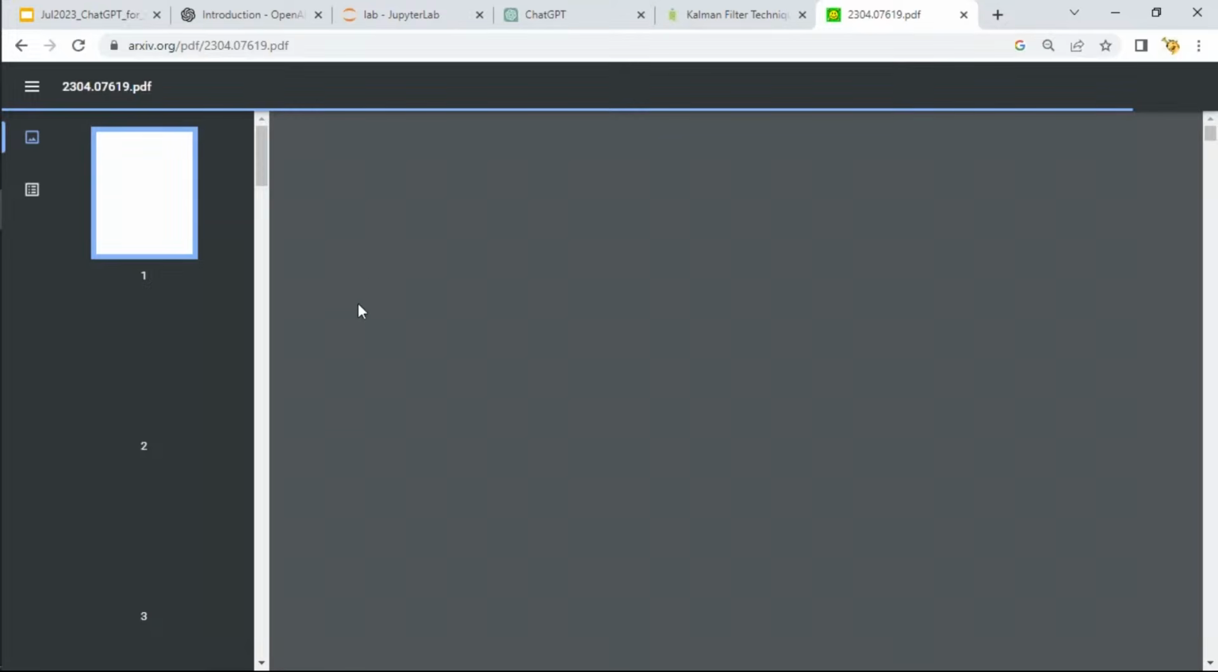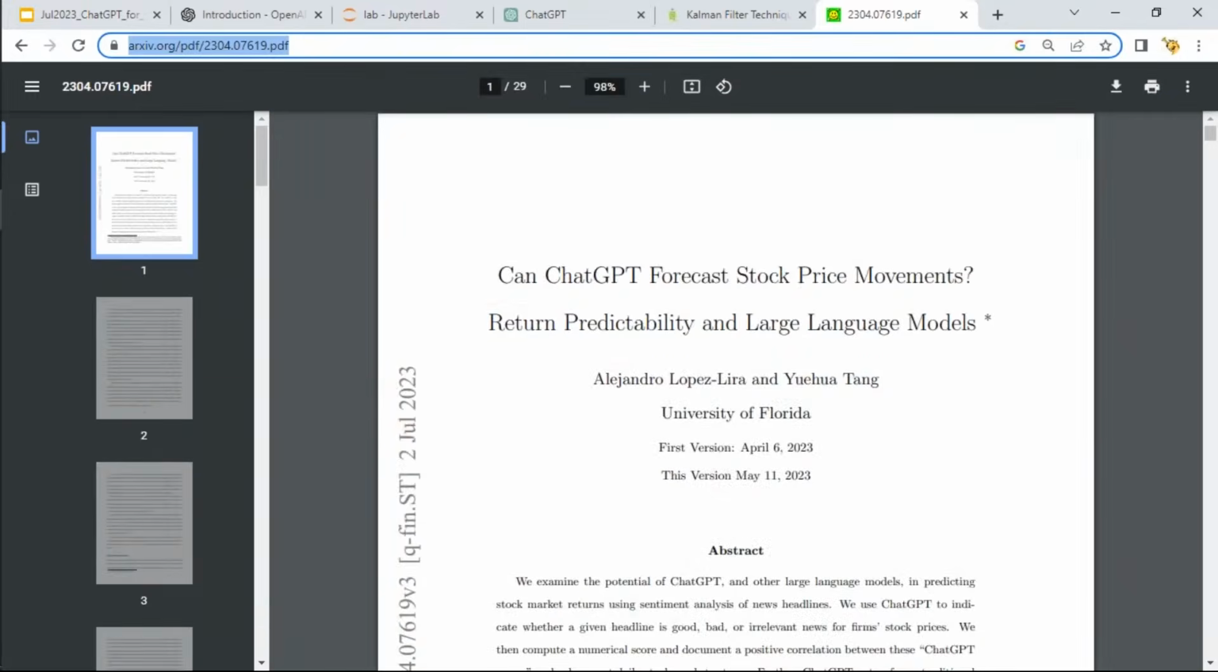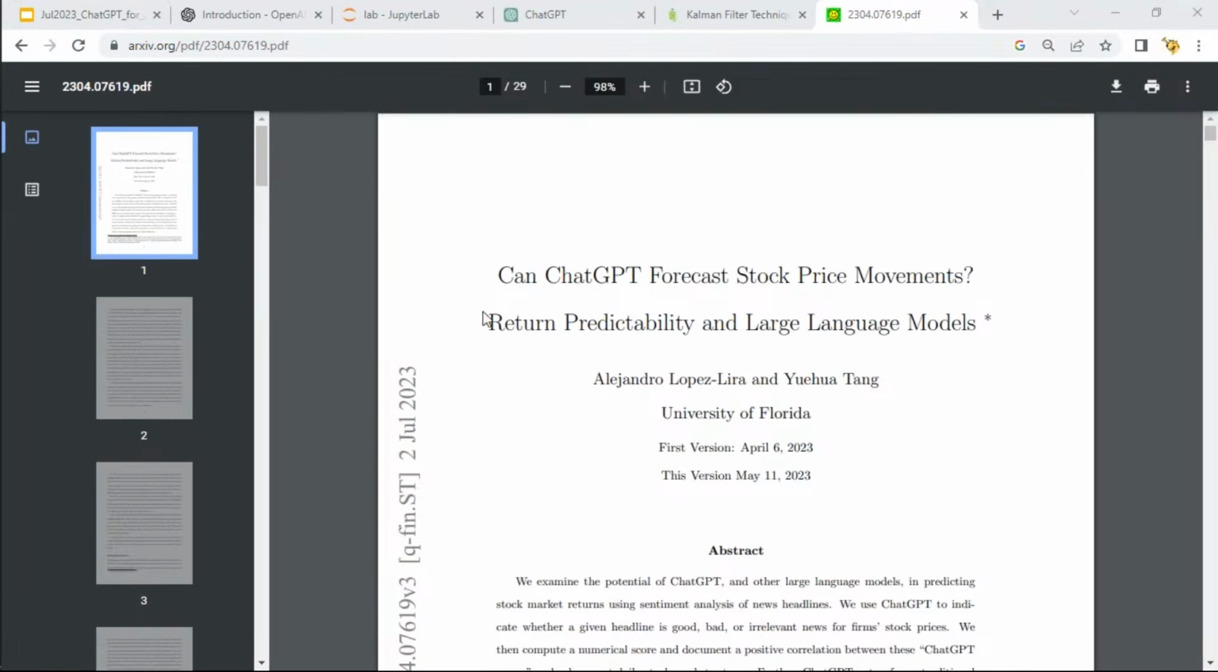I had read this paper a few weeks back. Maybe if it's something that interests you, you can take a look at it. I'll share this paper with whoever is interested.